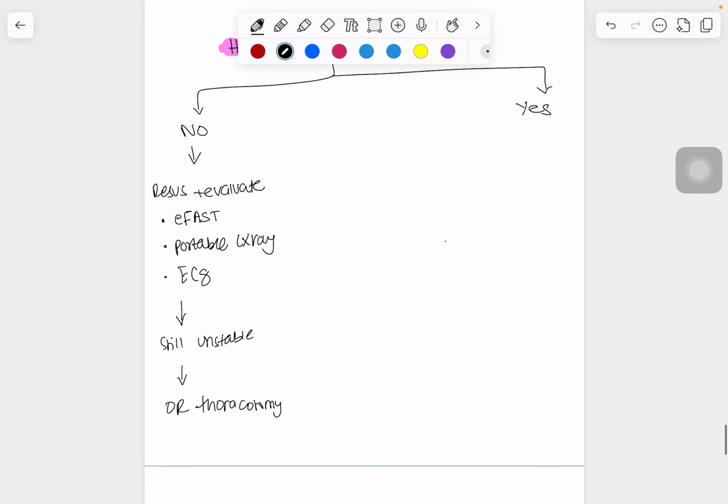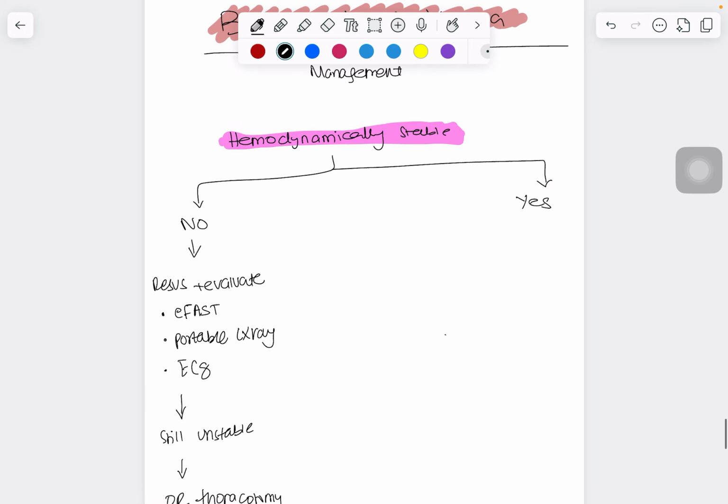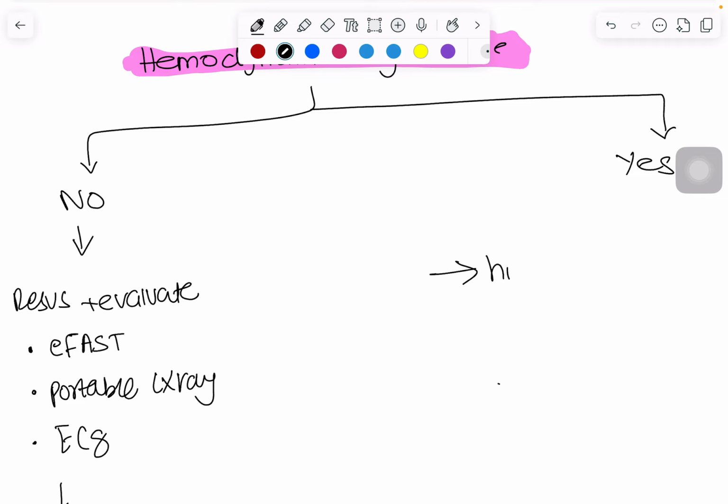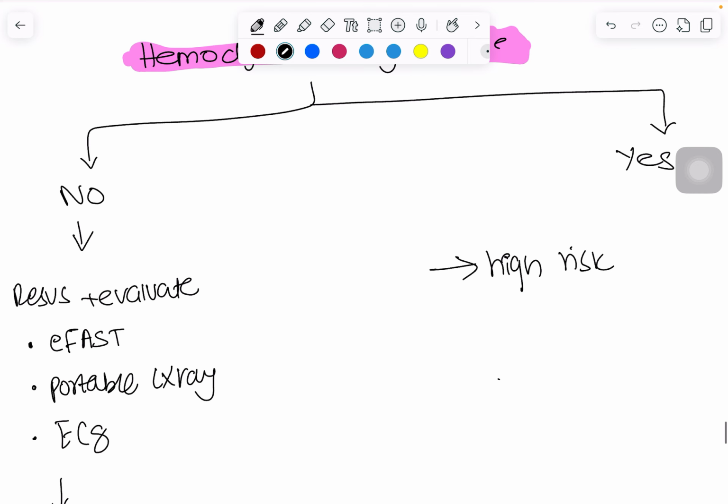Now, let's suppose that the patient was hemodynamically stable. Then we have to understand if this was a high-risk injury or not, if the patient has any serious injury on examination. So, is there any chest deformity? Is there any severe chest pain? Is the patient in any respiratory distress? Again, we do further evaluation. We do resuscitation and evaluation with an EFAST, portable chest X-ray, and an ECG.